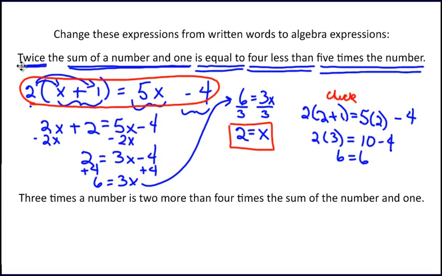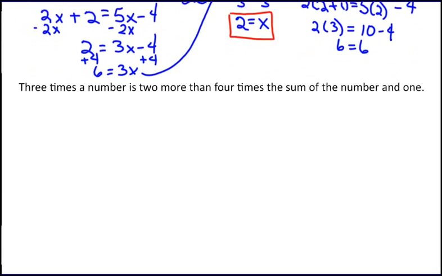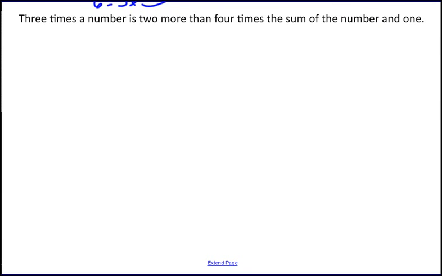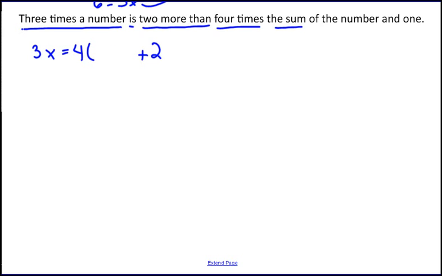Okay, let's do the next problem. 3 times a number is 2 more than 4 times the sum of the number and 1. That's a lot of words. 3 times a number we can write as 3x. Is my equal sign. 2 more than means that I will be adding 2. 4 times something. The sum means addition. The number and 1.